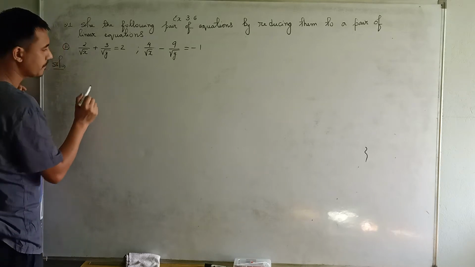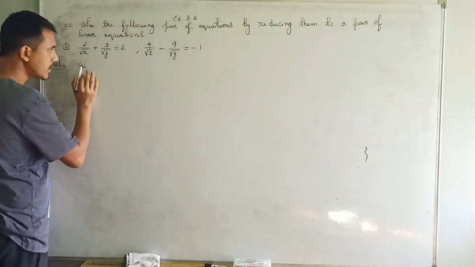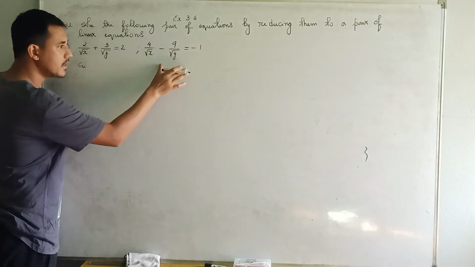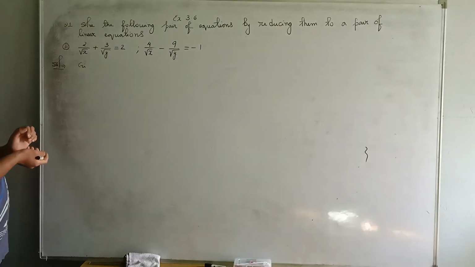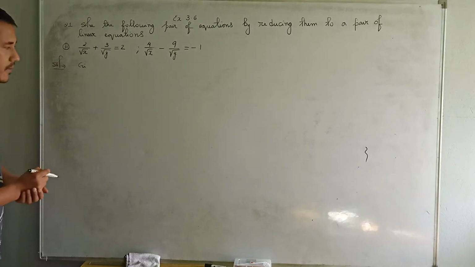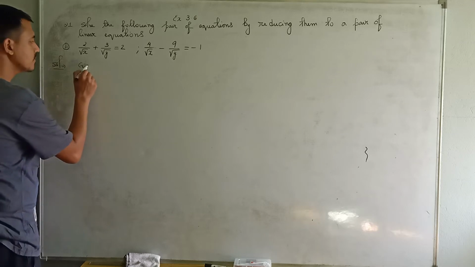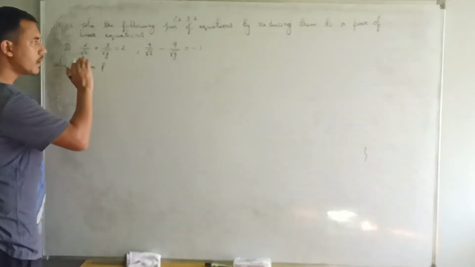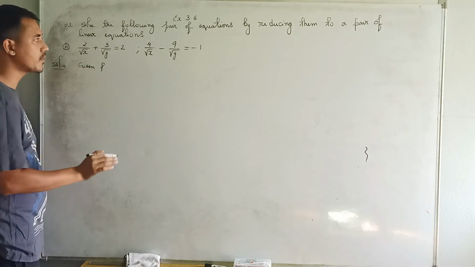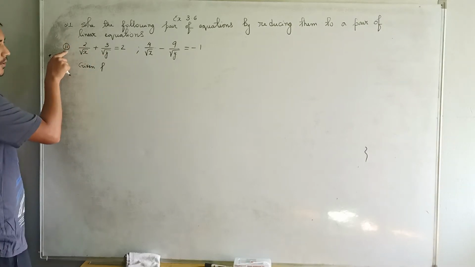You are getting the concept now, okay? This given pair of equations is not linear, so I'm going to transform them, reduce them to linear equations. The same procedure follows for each and every problem. So I'm doing question number 1, part 2 first.